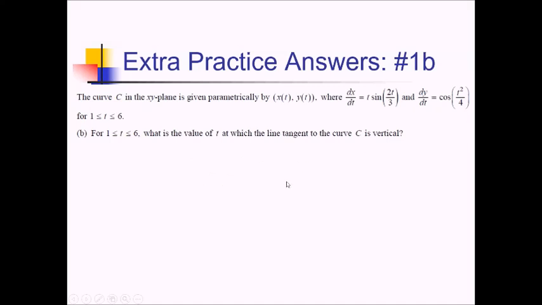On this problem, we want to find out between the intervals 1 and 6, what is the value of t where our line tangent to C is vertical. If we have a vertical tangent line, that means there is no left-right movement, which means x prime needs to equal 0 at that spot. So let's set x prime equal to 0 and solve that on the grapher. And then whatever values we get out of there, we're also going to test in y prime just to make sure we have some vertical movement versus just the thing being at rest.